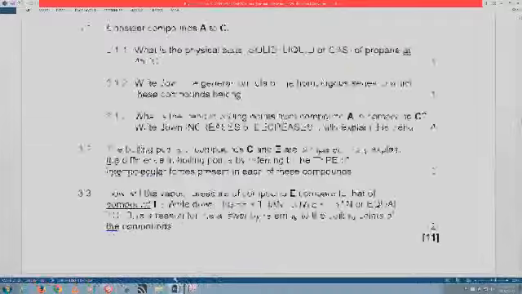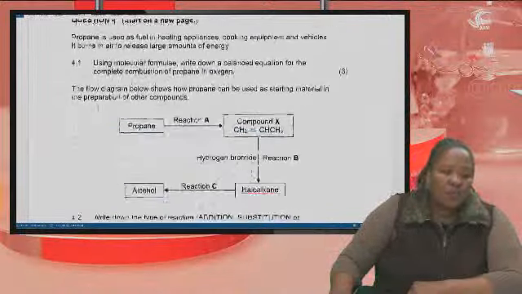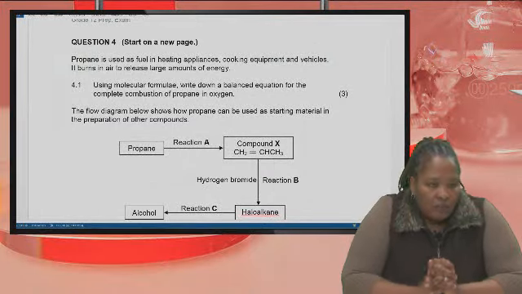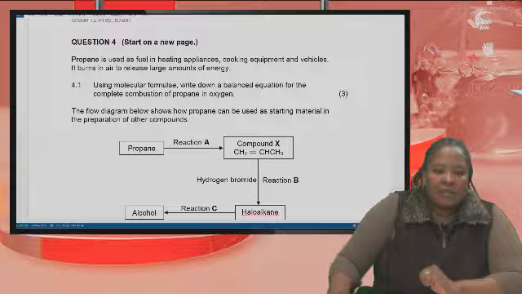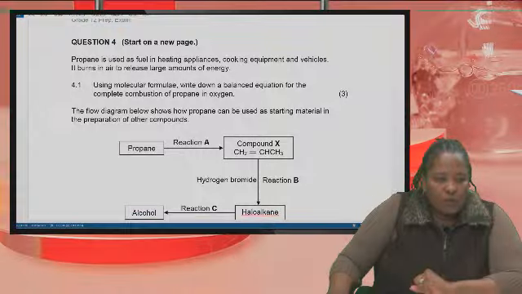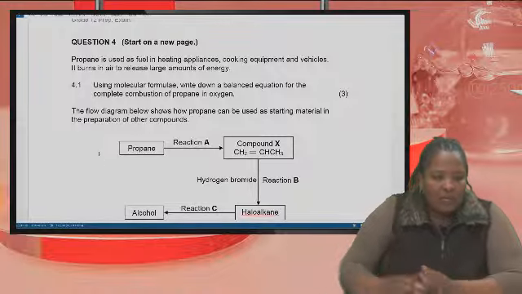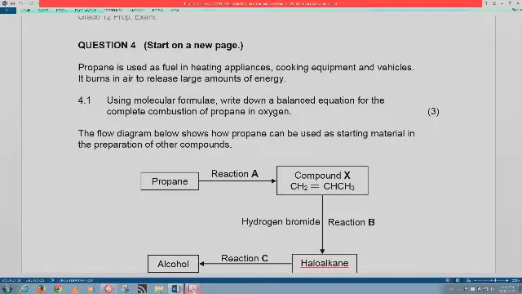And that is all of question 3. And then you just add the marks again and move the total to the next to question 3. And then in question 4, it is organic reactions. Propane is used as fuel in heating appliances, cooking equipment, and vehicles. It burns in air to release large amounts of energy. 4.1. Using molecular formulae, write down a balanced equation for the complete combustion of propane in oxygen for 3 marks.